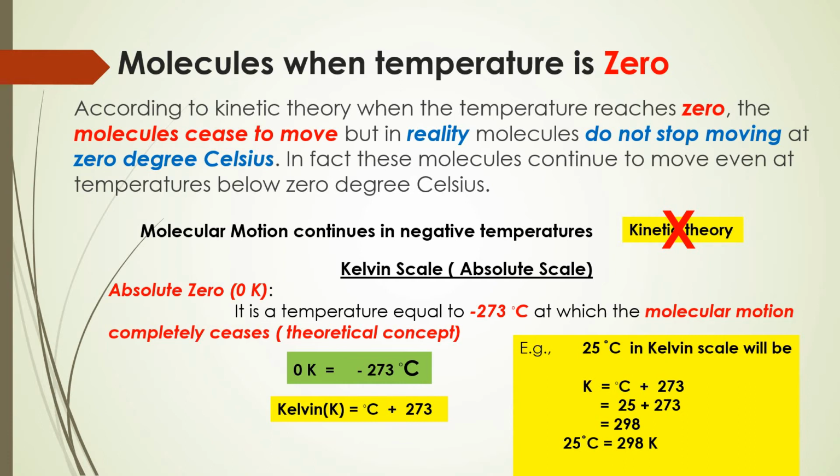We can also convert Kelvin back to Celsius. How do we do that? From whatever Kelvin temperature is given, we need to subtract 273. In that way, we can convert Kelvin into the Celsius scale.